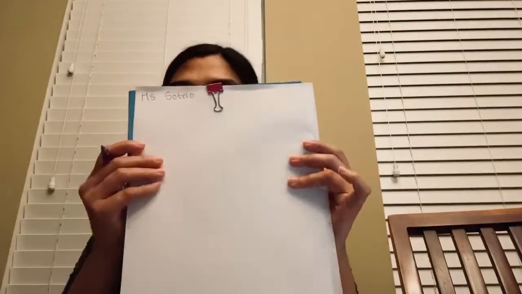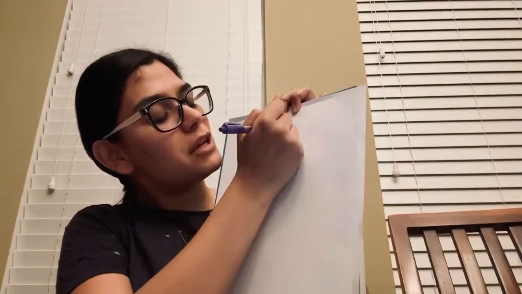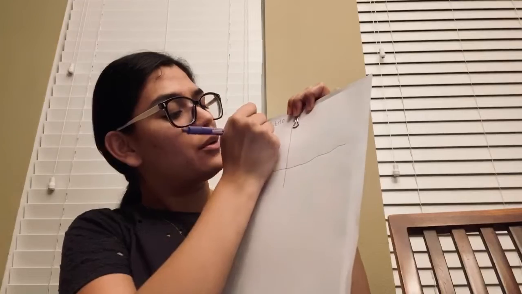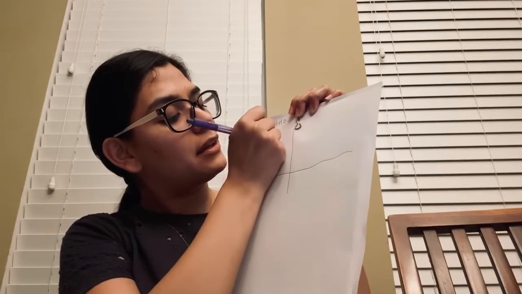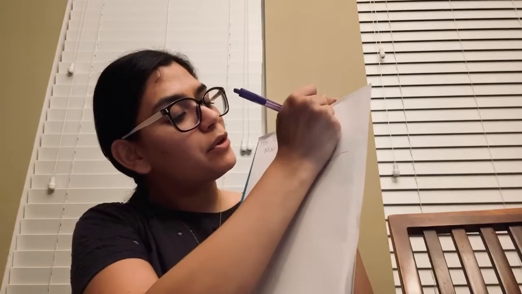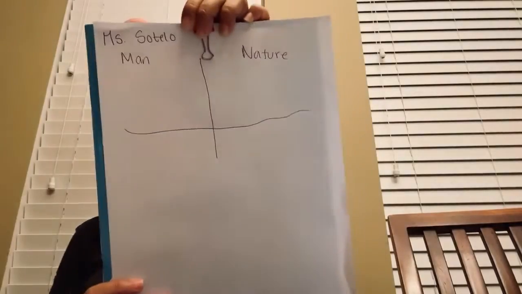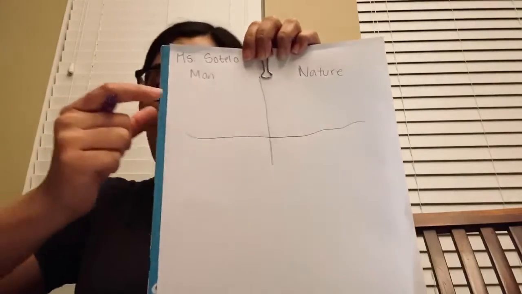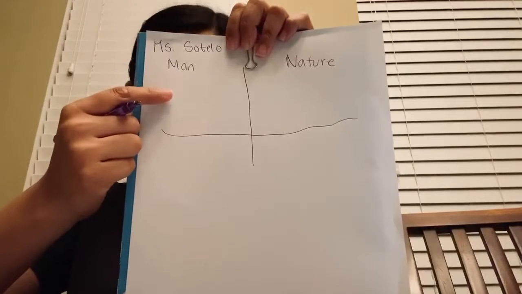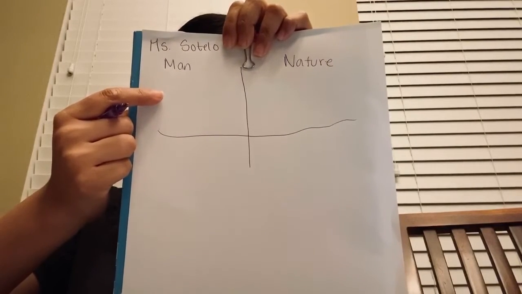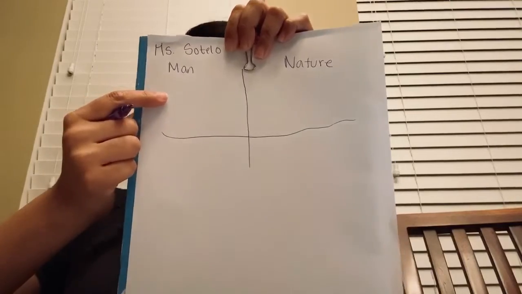But if you're doing it on a blank sheet of paper like me, I'm gonna just make 2 boxes right at the top like that. Right up here, I'm gonna write man. Over here, I'm gonna write nature. Just like that. And like I said, a heater is something that we created that pumps warm air into our houses or our homes. So I'm gonna write the word heater.